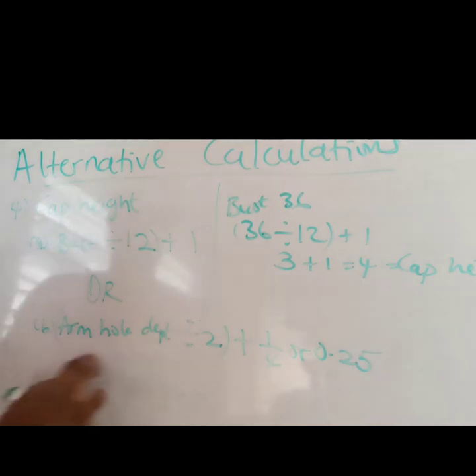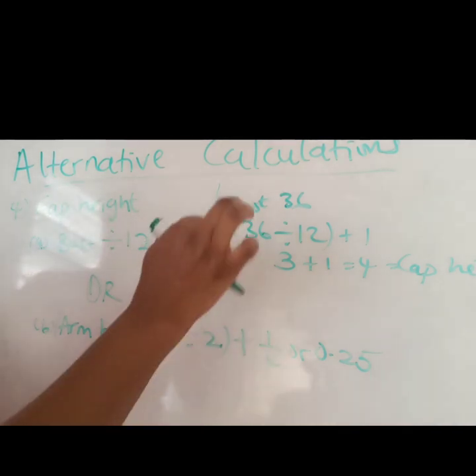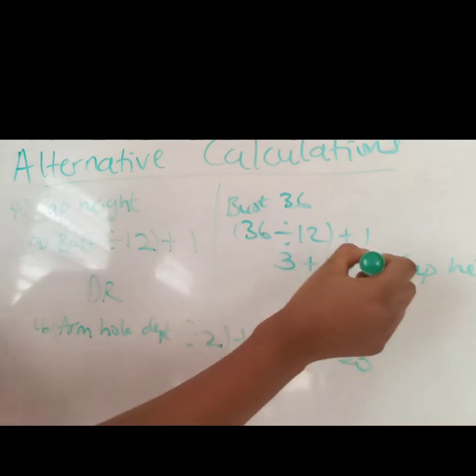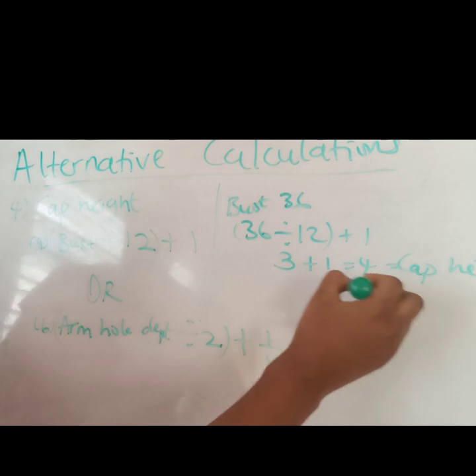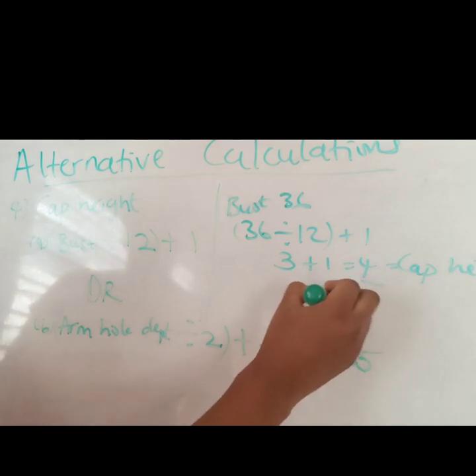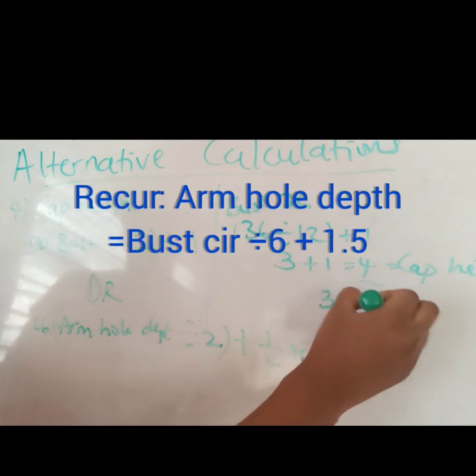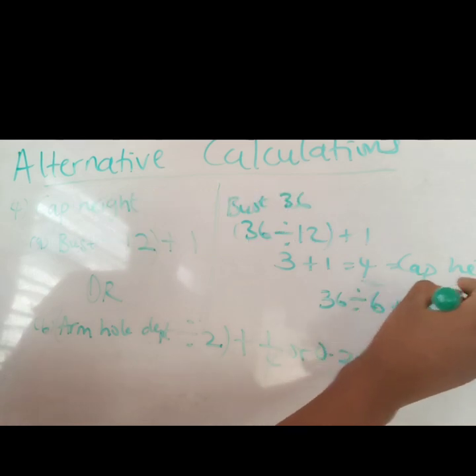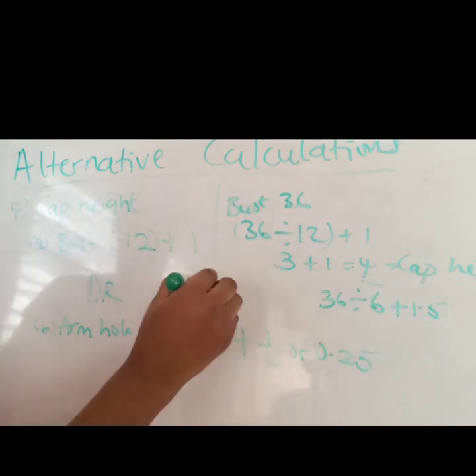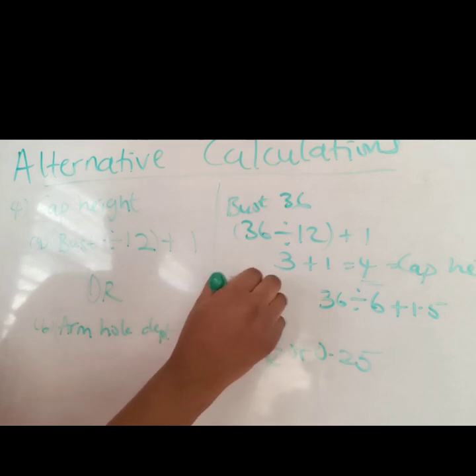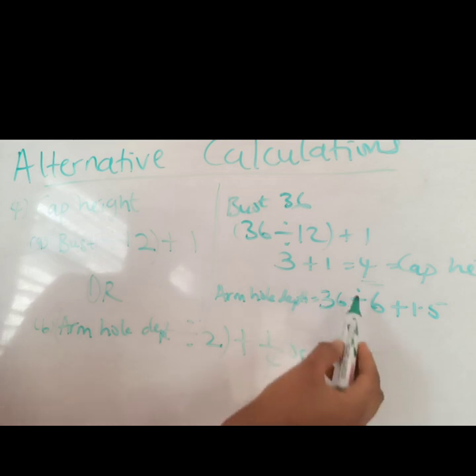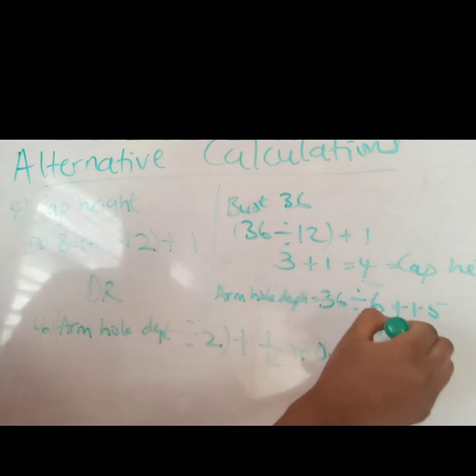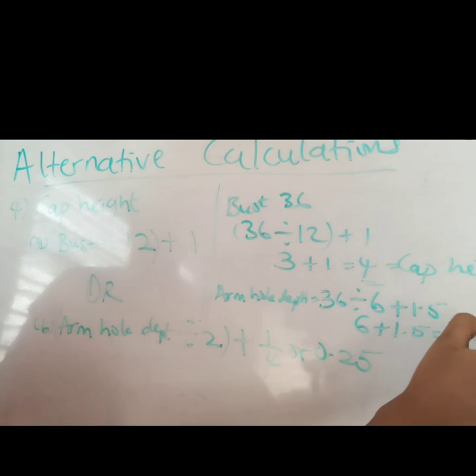Then, if you do not want to do it like this, we said we use the armhole depth. So this 36, let's calculate the armhole depth. The armhole depth of 36 is 36 divided by 6 plus 1.5. That is the armhole depth. So 36 divided by 6 is 6 plus 1.5 is 7.5.